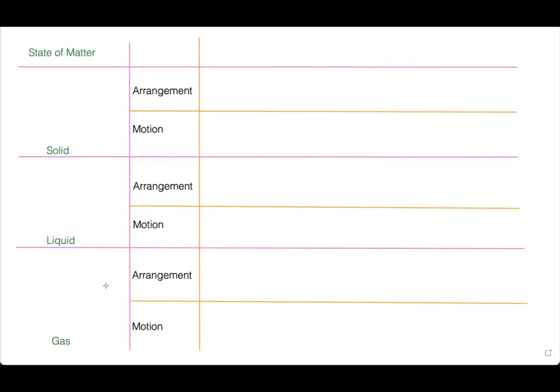So we are going to use the kinetic model of matter to explain why solid has a definite shape and volume, whereas gas does not have a definite shape and volume. We're going to use the kinetic model to explain what's happening at the particle level. Clear so far?